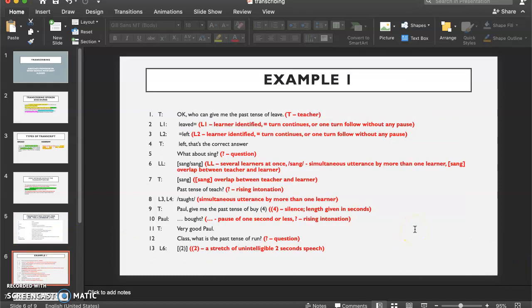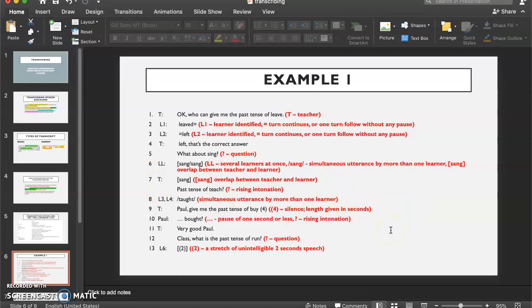This example one is the detailed transcription. So you can see the numbers, the line numbers, are stated here for easy reference, so that we can say like rising tone line 7. All right, so easy to identify and discuss.